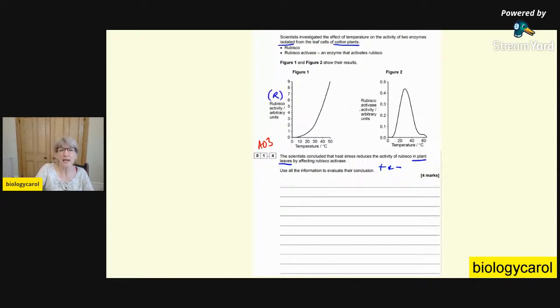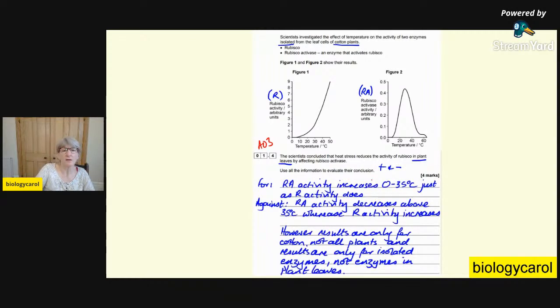So here am I, again, telling the examiner, Rubisco activase, I'm going to use RA, and Rubisco is R. So Rubisco activase leads to Rubisco being activated. Between 0 and about 35 degrees, Rubisco activase activity increases. And that certainly is also the case for Rubisco. However, above 35 degrees, Rubisco activase activity decreases, but Rubisco carries on going up.